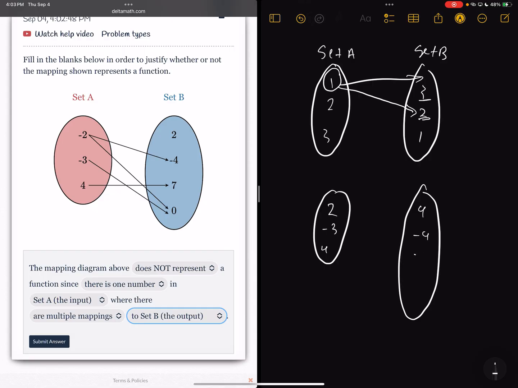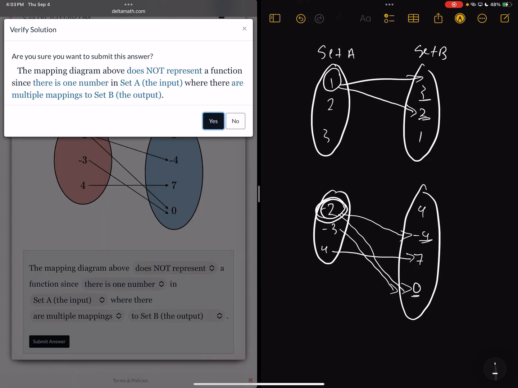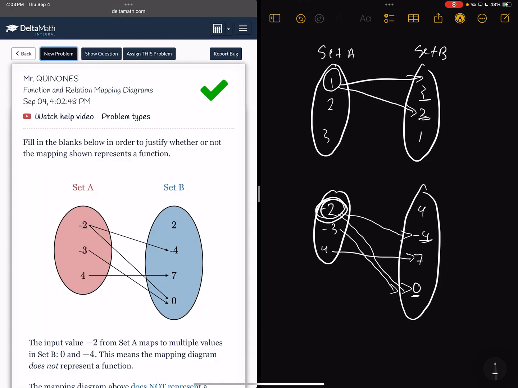Let's take a look. 2, -3, 4. 4, -4, 7, 0. For the value -2, we get a mapping to the output -4 and to 0. -3 also goes to 0 and 4 goes to 7. But because of this value here, -2, since it goes to -4 and 0, this cannot be a function by definition. And let's just confirm. Boom. Questions, anybody? Yes?